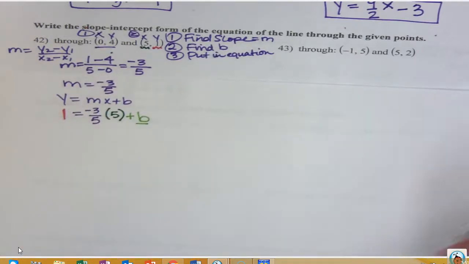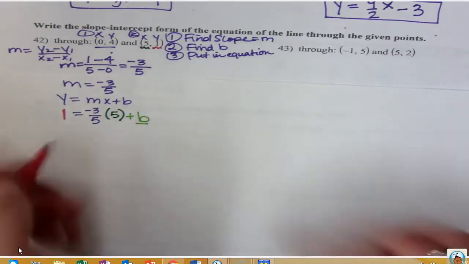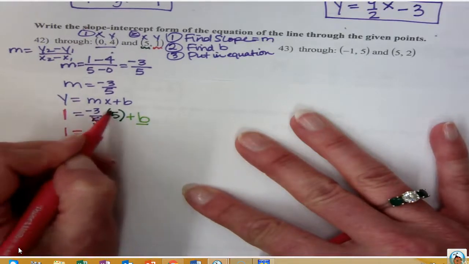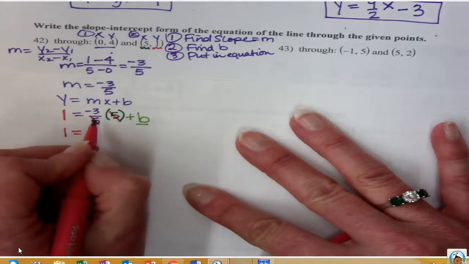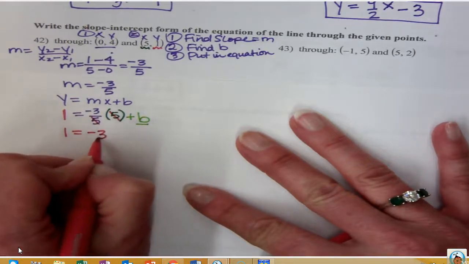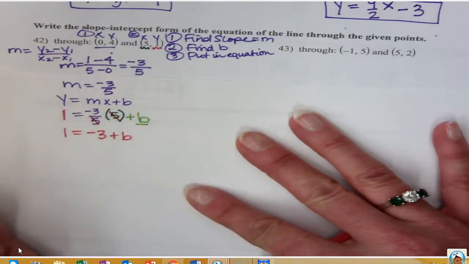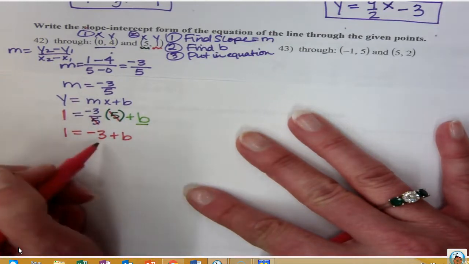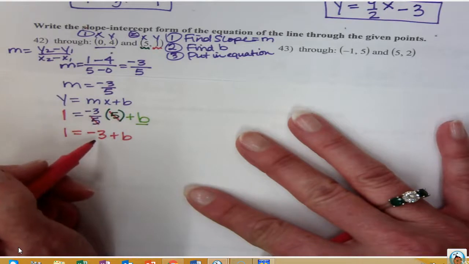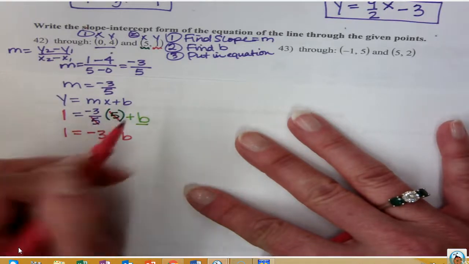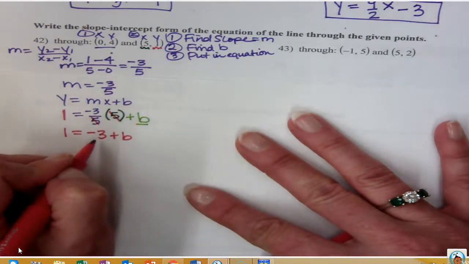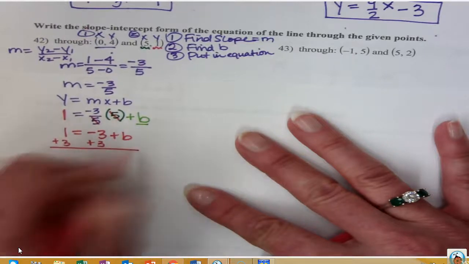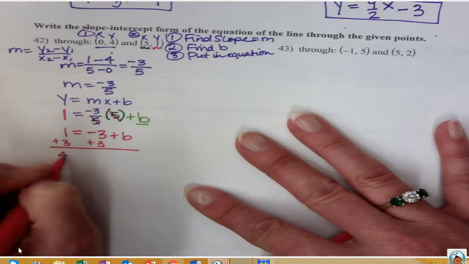What is b? So when I multiply these together, I get 1 = 5/5. We know 5/5 is going to be 1. So I get -3 + b. So now I'm going to just solve for b. The one thing standing in the way of getting b equals is this -3. I've got to get rid of that -3, and in order to do so, I use my inverse operations. It's right now being subtracted. So I need to add 3 to both sides. Balance my equation. I need to add 3 to both sides. And I get 4 = b.